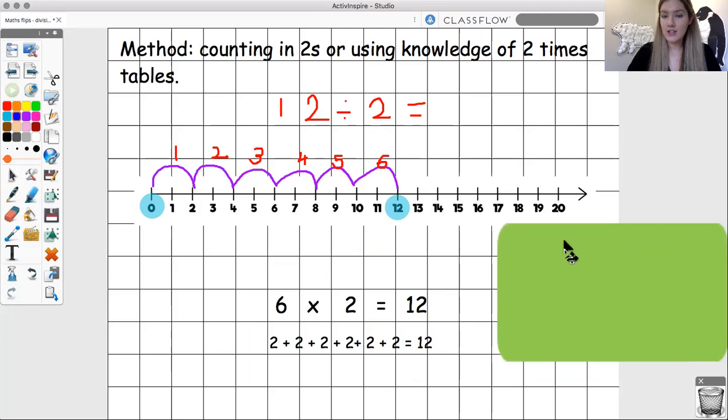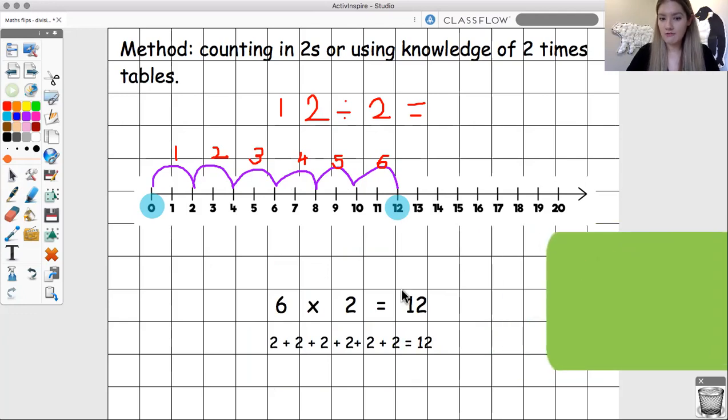So that actually links to multiplication and repeated addition. So 2, add 2, add 2, add 2, add 2, add 2 equals 12. 1, 2, 3, 4, 5, 6 lots of 2 equals 12. 6 times 2, 6 lots of 2 equals 12. So you might like to use counting in twos or using knowledge of the 2 times tables, bit of a tongue twister, to help you out with your next calculation.